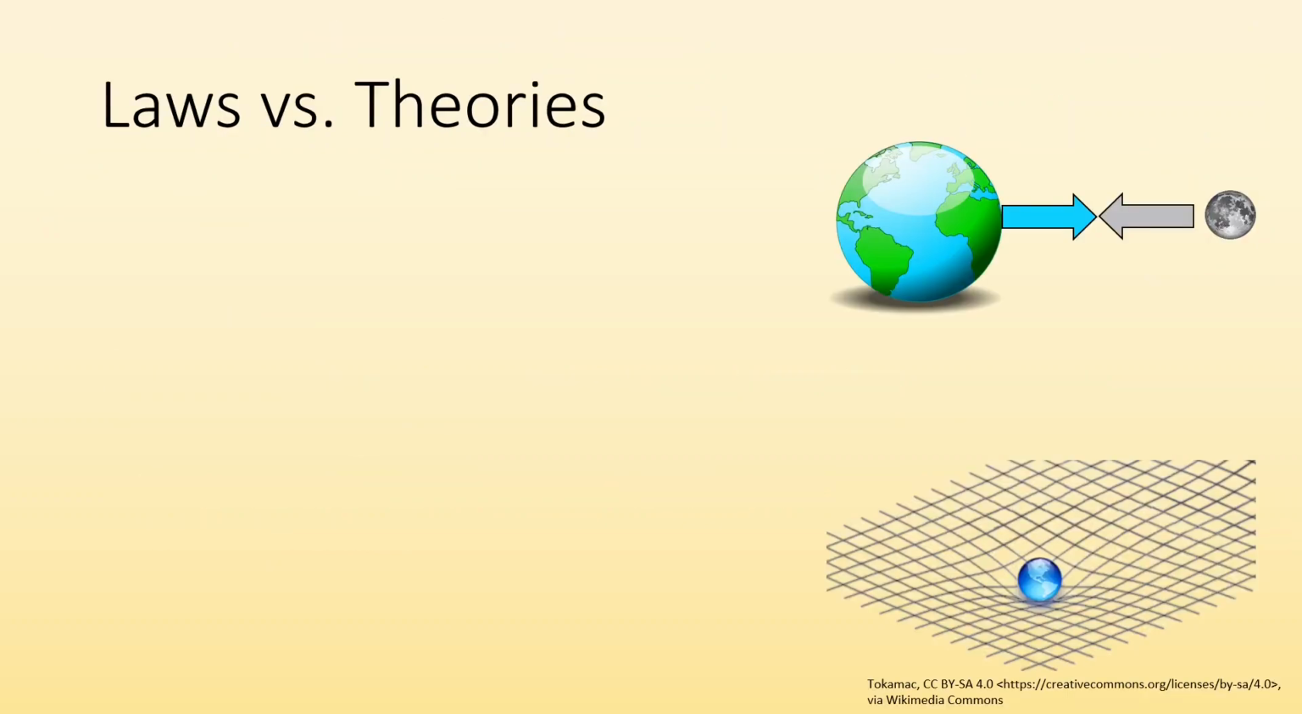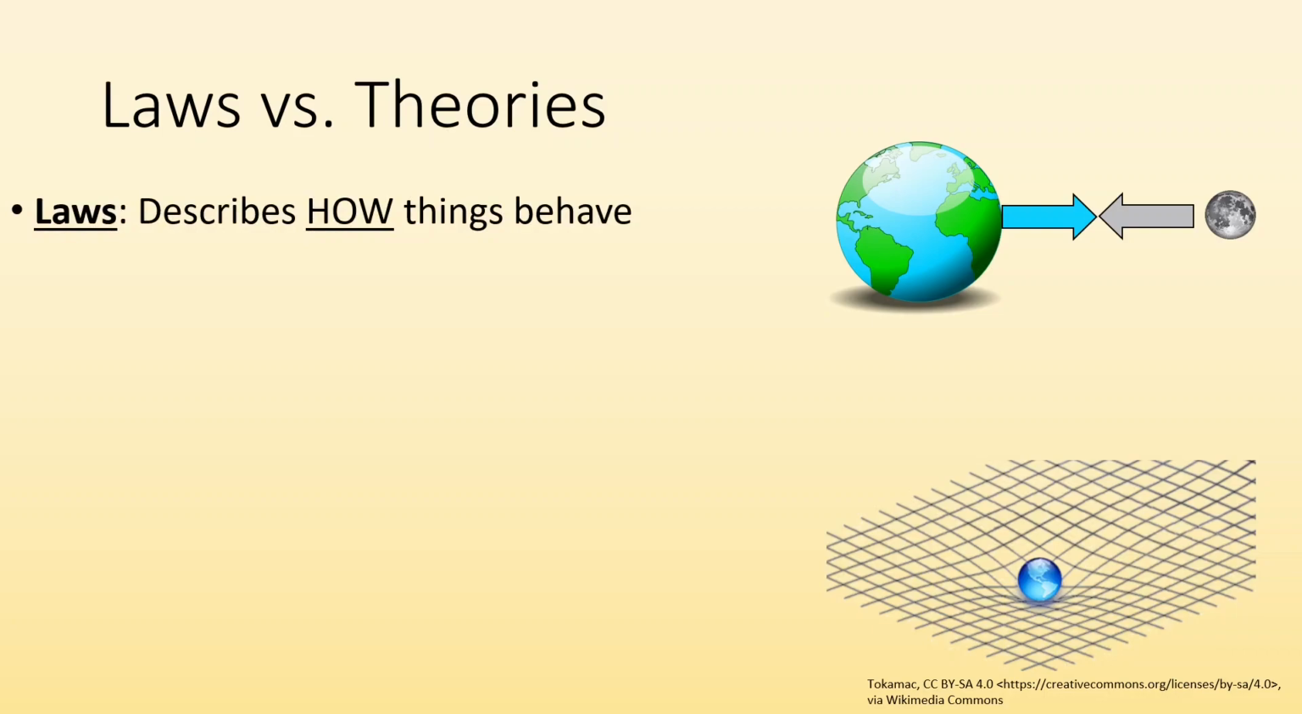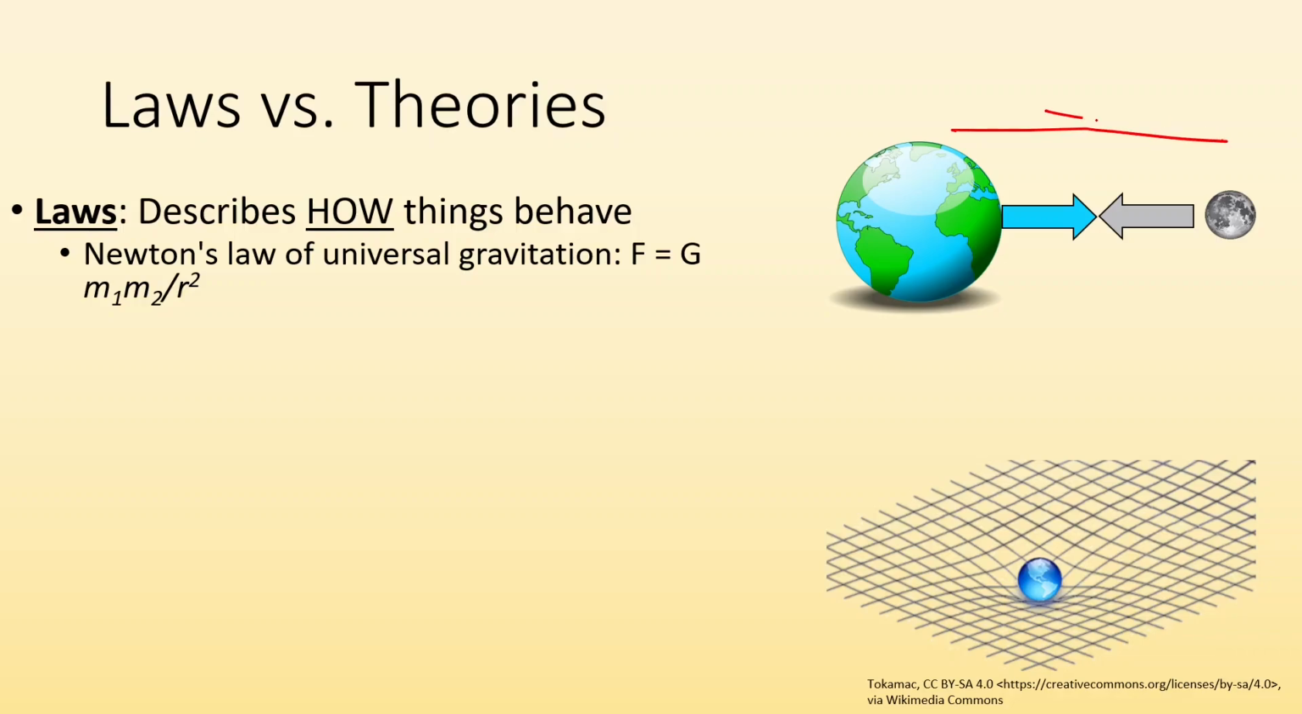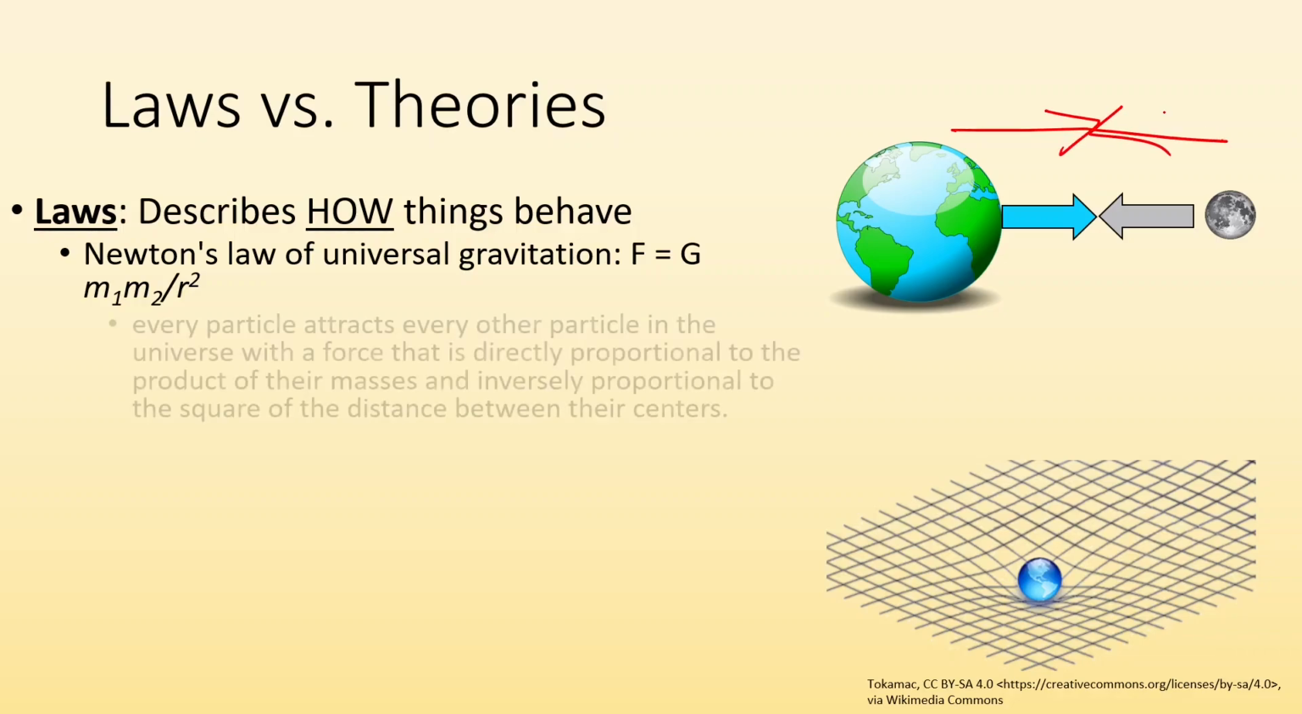All right, so laws versus theories. Let's take a step back and talk about what the difference is between a scientific law and a scientific theory. Laws describe how things behave. That's all they do, right? So Newton's law of universal gravitation is that force equals some gravitational constant times the mass of object 1 times the mass of object 2 divided by the radius squared, right? So the law is describing what the gravitational force is.